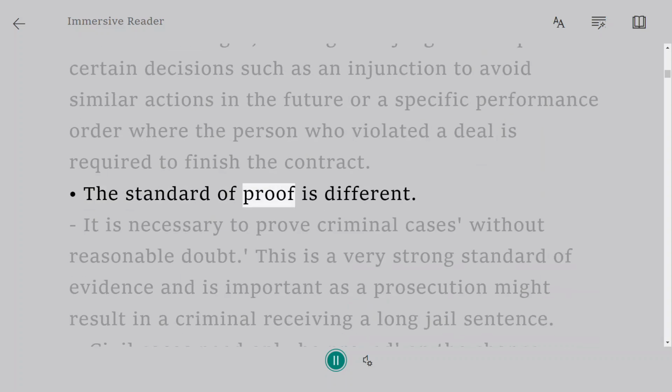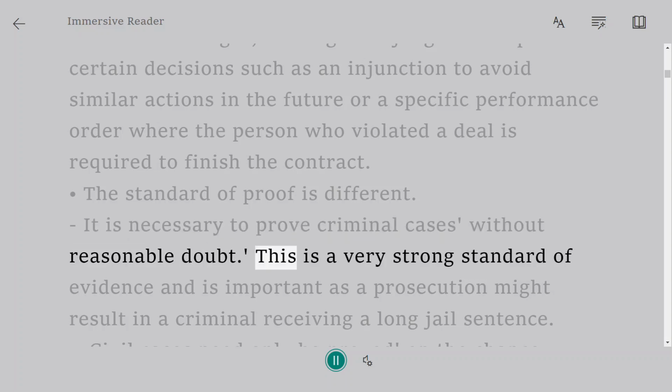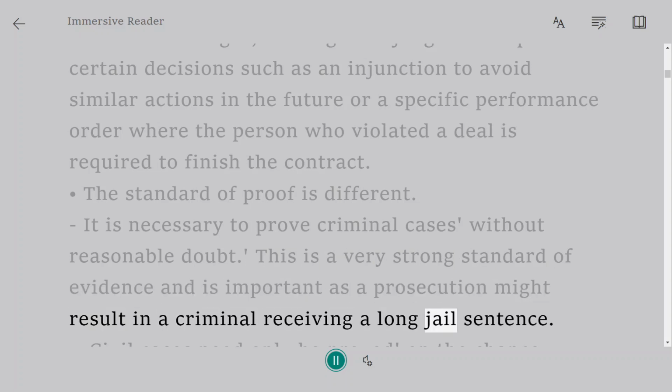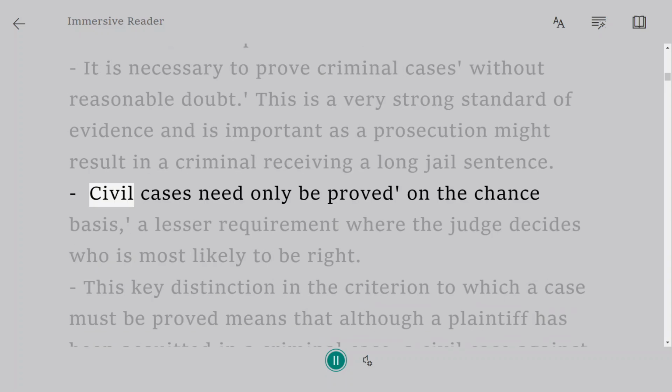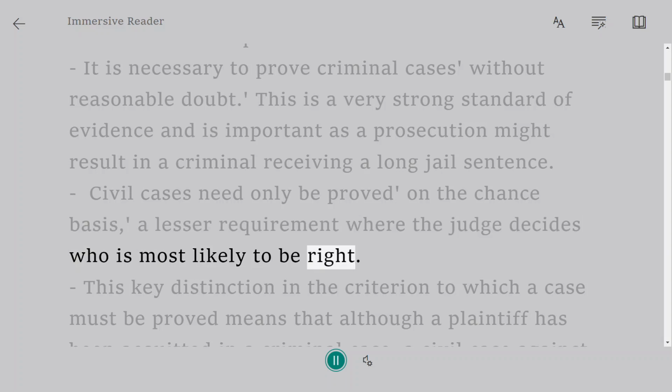The standard of proof is different. Criminal cases must be proved beyond reasonable doubt. This is a very strong standard of evidence and is important as a prosecution might result in a criminal receiving a long jail sentence. Civil cases need only be proved on the balance of probabilities, a lesser requirement where the judge decides who is most likely to be right.